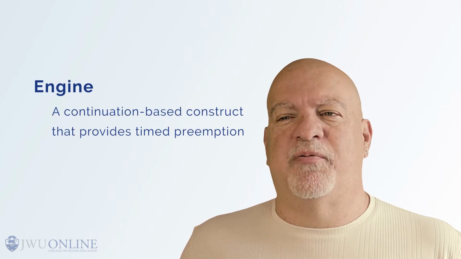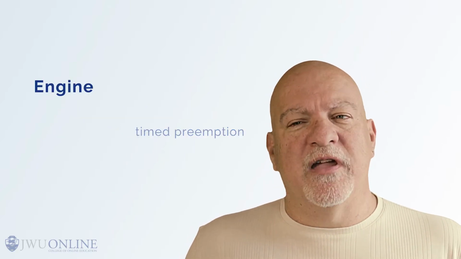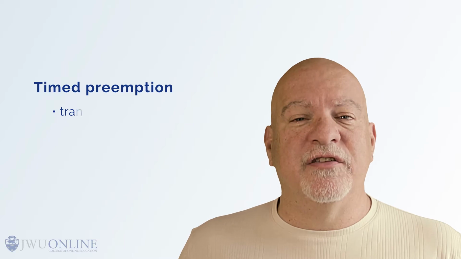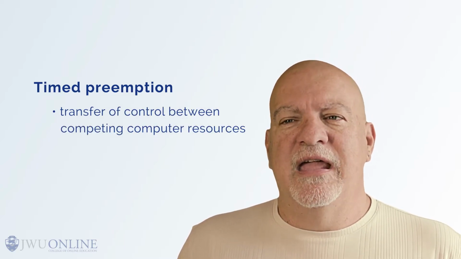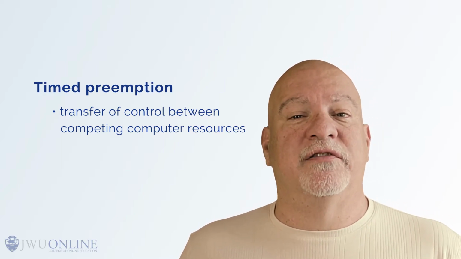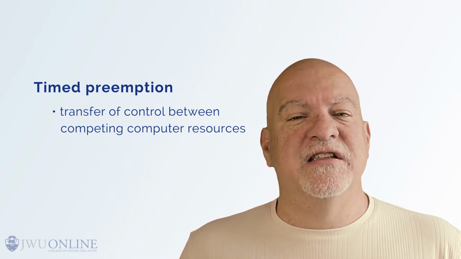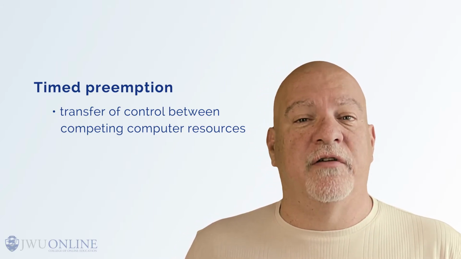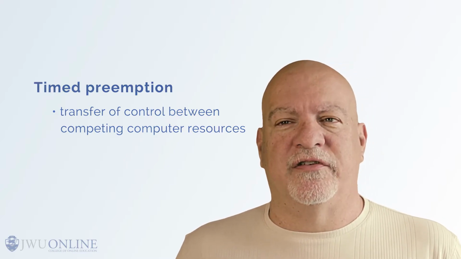Okay, so let's go back one more time to the definition of an engine as a continuation-based construct, got that part, that provides timed preemption. Time preemption has to do with the transfer of control between competing computer resources. In this case, we may have more than one active process running simultaneously. In many real-time designs, the engine manages consumption of computer resources by rival or competing processes.